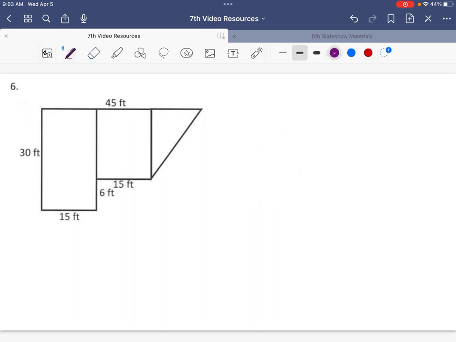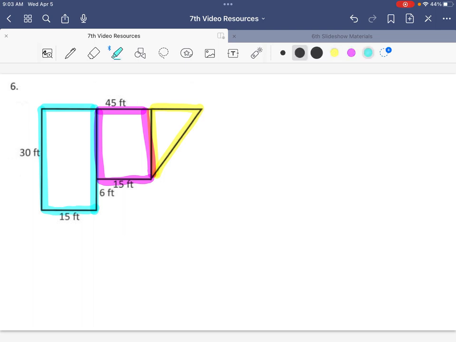When we're finding the area of composite shapes, the first thing we have to do is say, okay, what does this decompose into? What are the simpler shapes that it's made up of? So I'm going to look, and I see a rectangle. I see another rectangle. And then I see a triangle. Now that I know all of those shapes, that can be my plan.